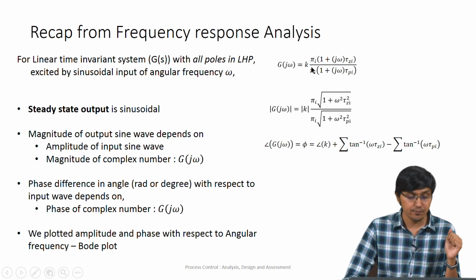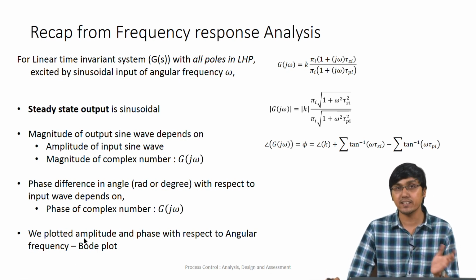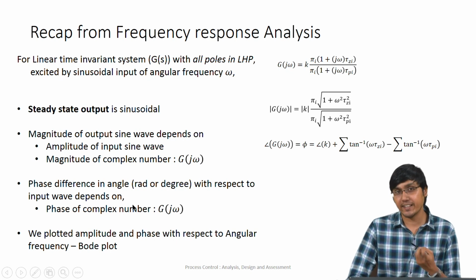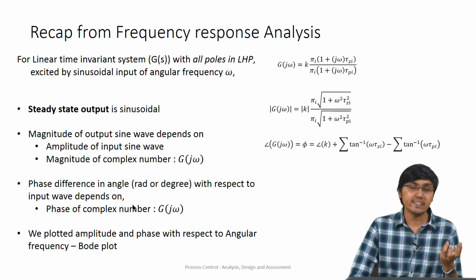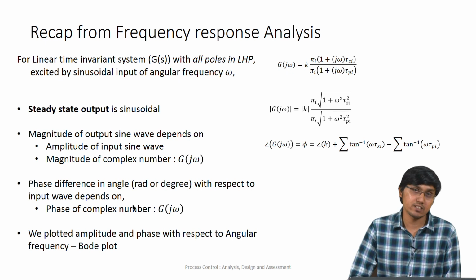So this is what we observed, and then we gave these formulas for the amplitude and the phase. We also plotted the amplitude and phase with respect to the angular frequency, and we said this plot is called the Bode plot. We are going to see how this Bode plot helps us with the stability analysis. That is the topic for this lecture. We will also try to understand intuitively what happens in the general case, and towards the end we will see where this kind of analysis fails.